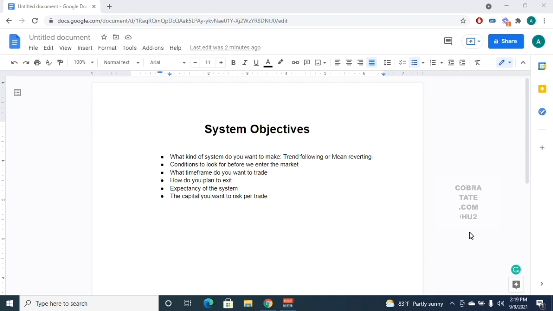All right, so for your system objectives, we first begin with what kind of markets you want to trade. As we discussed in the first video, markets have 2 phases, right? One is trend following, one is mean reverting.